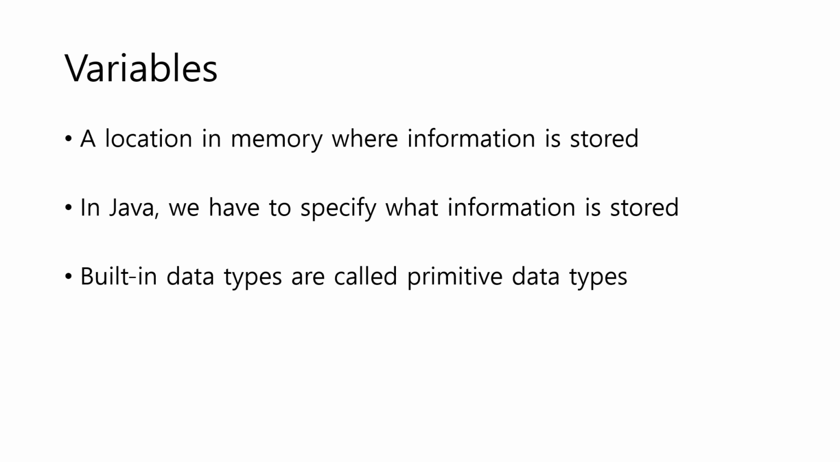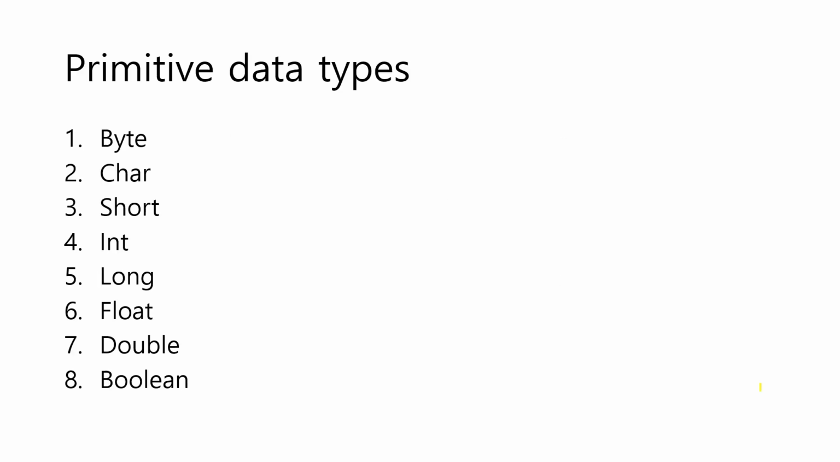Variables are a location in memory where information is stored. In Java, we have to specify what information is stored in these variables. For example, we might want to store a number in a variable, or maybe a set of characters. There are things such as ints and strings, which you're going to learn about. And those types of data are called built-in data types, and are also called primitive data types. There are 8 primitive data types in Java.